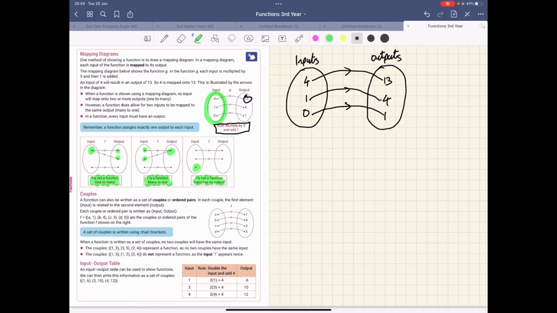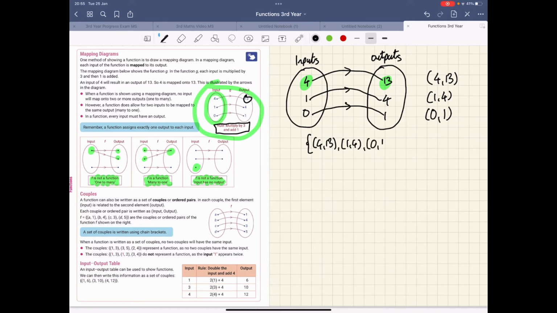Now, if we use the example that they had, and I've done it out here again on the right, 4 resulted in 13. So I call it a couple. You can write it almost like a coordinate, 4, 13. The next couple would be 1, 4, and the next couple would be 0, 1. And you can write them as a set. You do your curly brackets and you just stick them in: 4, 13, 1, 4, and 0, 1. So that's couples.